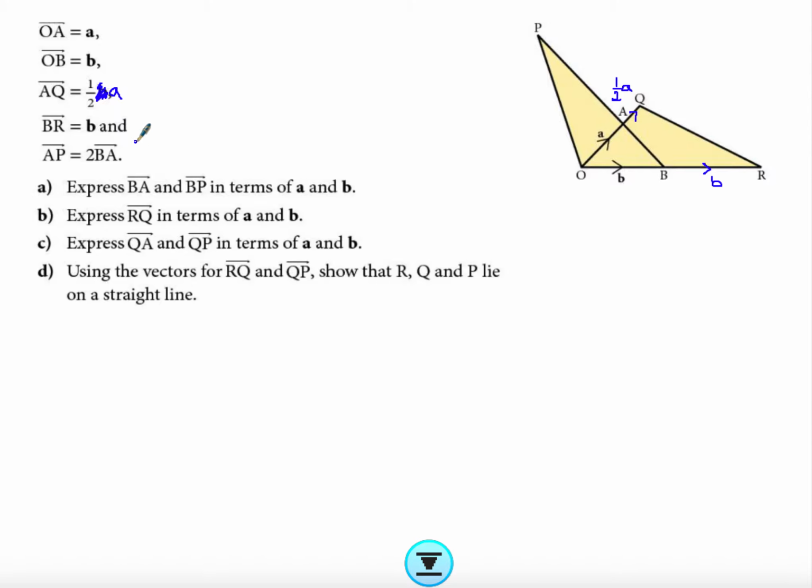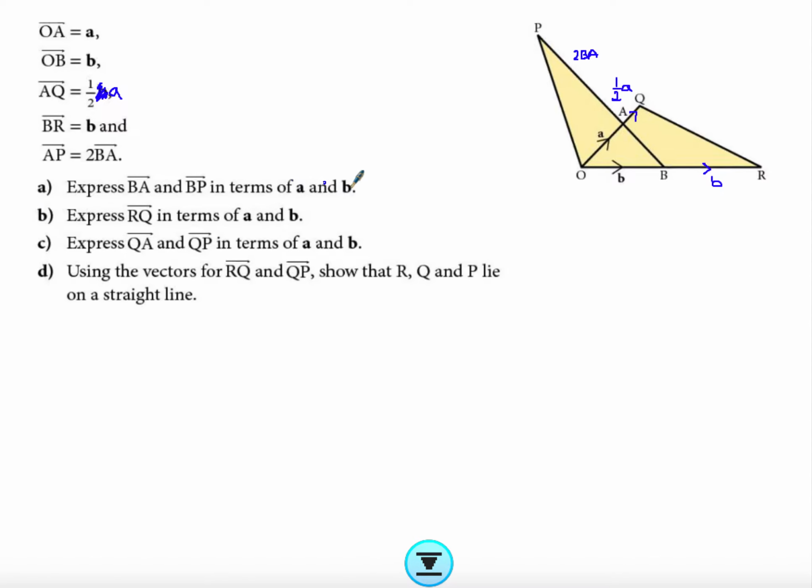So it's good to label your diagram. And then we have AP is 2 of BA. So if I have BA, then AP would be double that BA. So let's just write it there, BA.